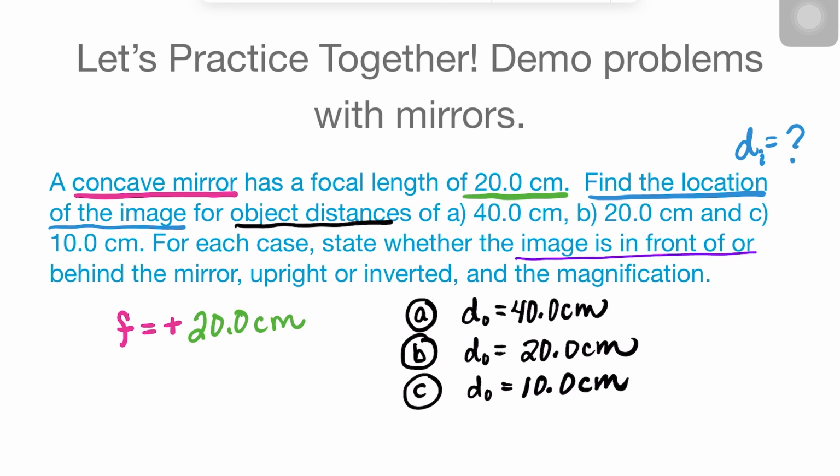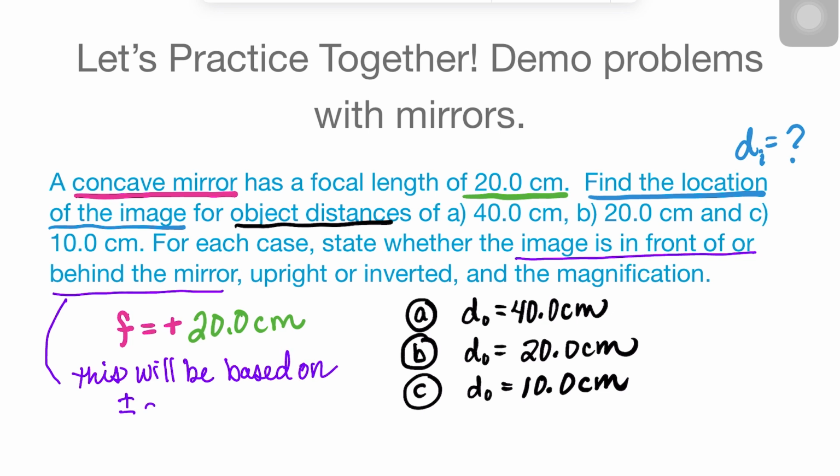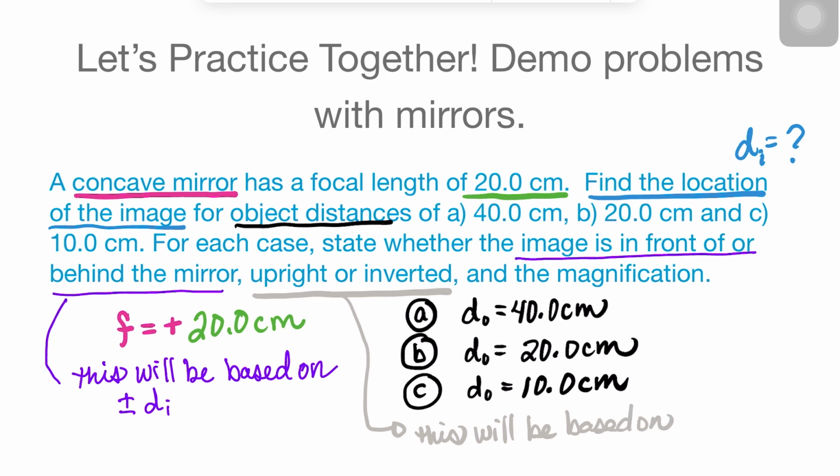All right, and for each of them, we're going to state if the image is in front or behind the mirror. How we are going to figure that out is based on the sign of DI. If it's positive, it's in front of the mirror, and if it's negative, it will be behind the mirror. Upright or inverted, we're going to figure that one out based on the magnification. If it's positive, it's upright, and if it's negative, it is inverted. And finally, they want us to report the magnification.